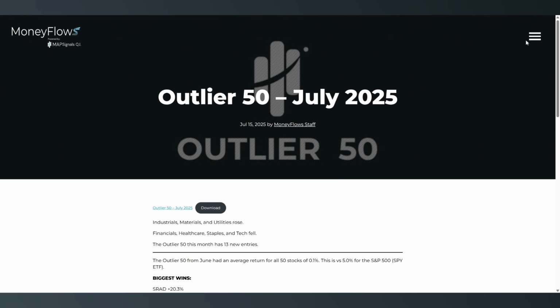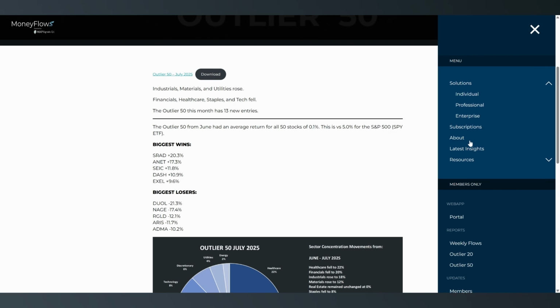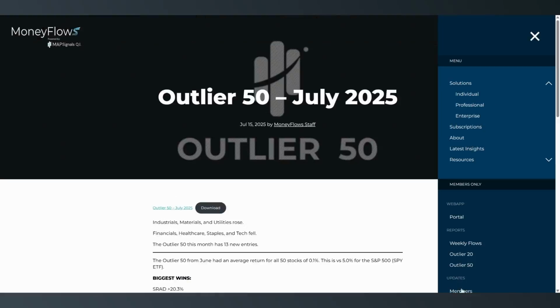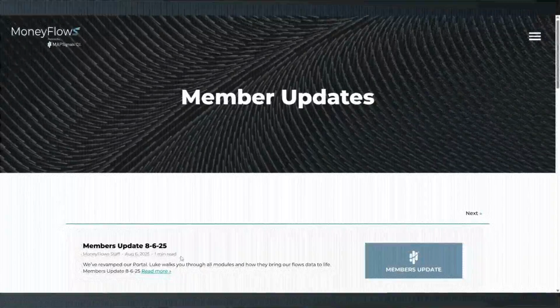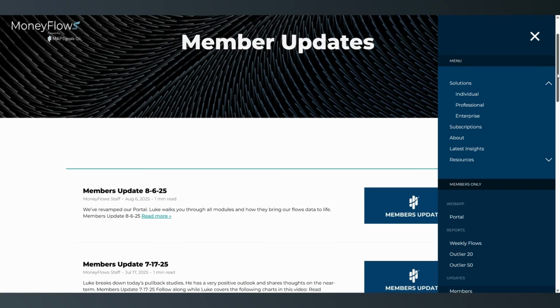And last but not least, as we go through navigation, you'll be able to see any of your member updates here. And then obviously, if you are a pro member, you can select the bottom as well.